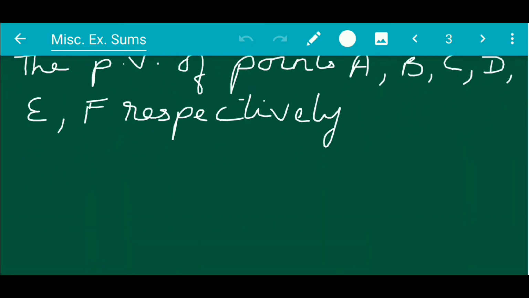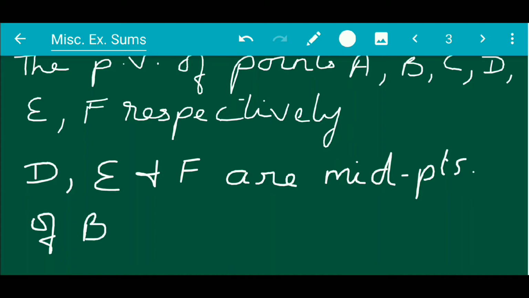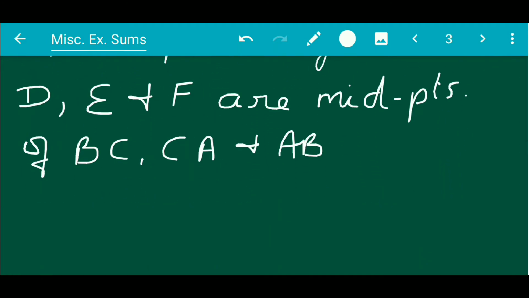Okay, so in the triangle ABC, they have given that D, E, F are the midpoints of BC, CA and AB respectively. Therefore, we can say by midpoint formula.